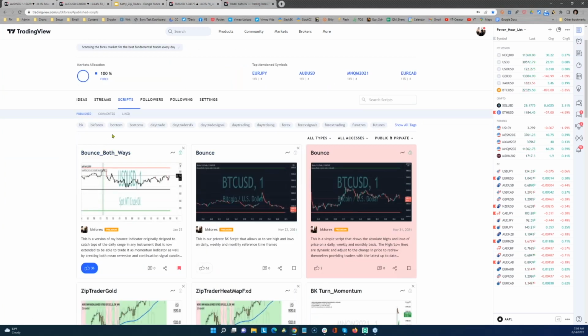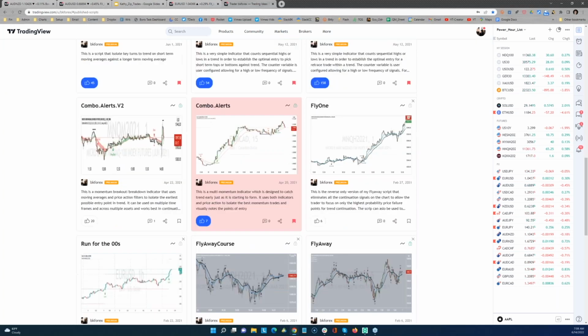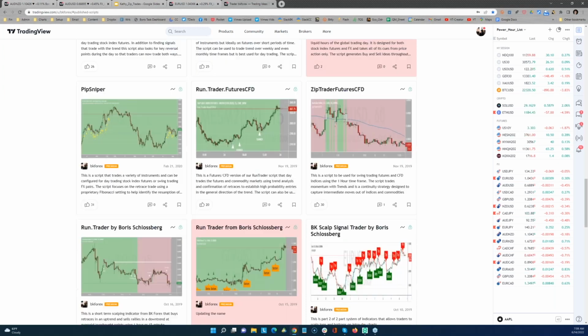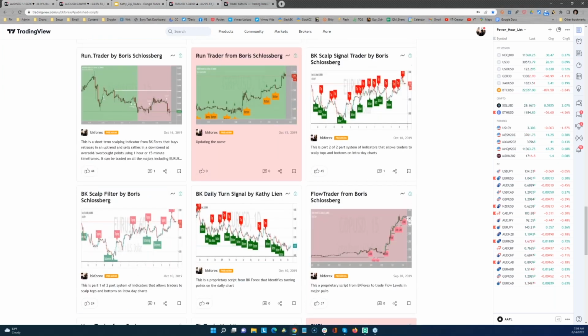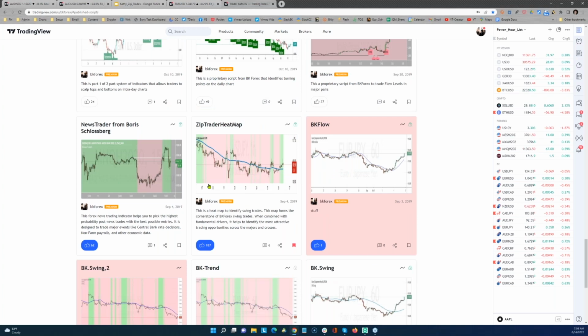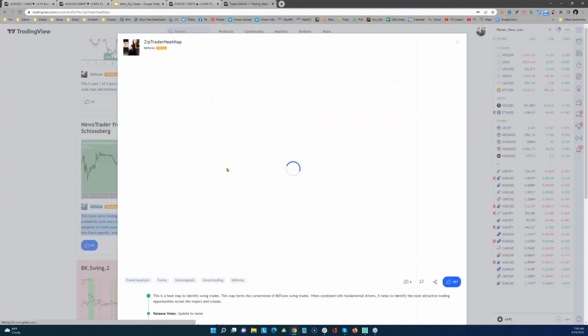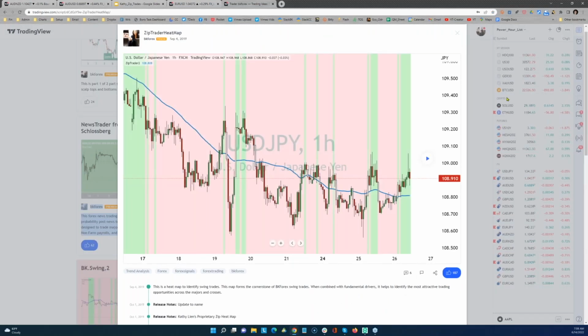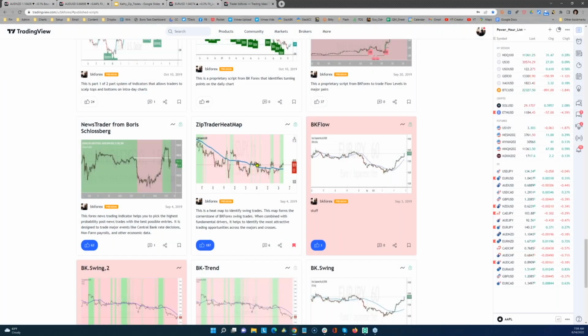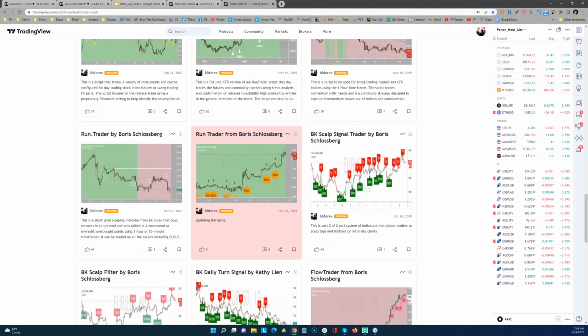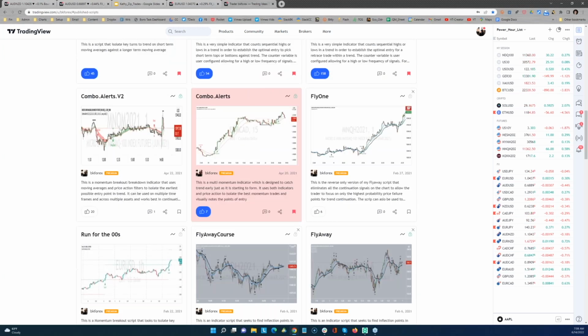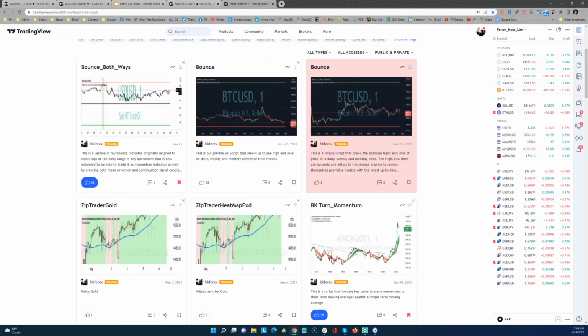Really, the scripts that we really trade with is a script called Bounce Both Ways, which is the one that I use for indices. And Kathy's, as you can see, we've gone through a lot of different permutations before we settled on really good indicators. And the other script, which is really the bread and butter, is called the Zip Trader Heat Map. This is Kathy. So these are really the only two things that we trade now. We experimented with a whole bunch of stuff, but these are things that we settled on that are just truly robust.